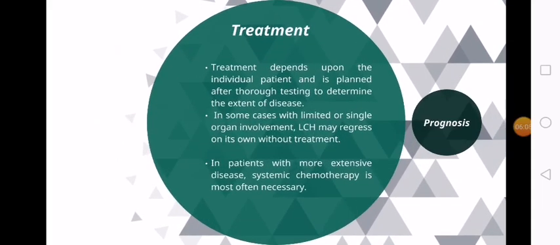Treatment. Treatment depends upon the individual patient and is planned after thorough tests to determine the extent of disease. In some cases, limited or single organ involvement may resolve with or without treatment. In patients with more extensive disease, systemic chemotherapy is most often necessary.